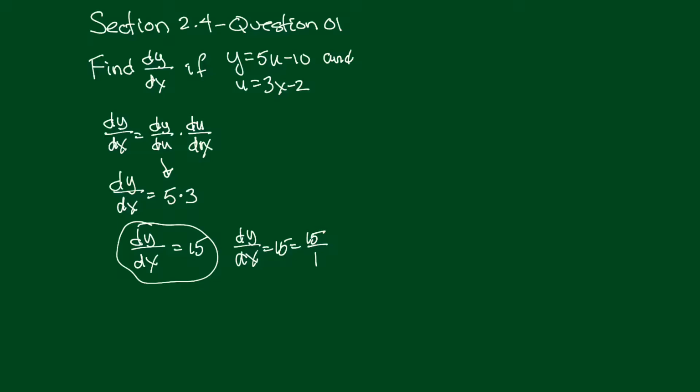So if we increase x by 1, y is likely to go up by 15. Let's just check that out. Come back up here. All right, what if we increase x by 1? If we change x by 1 unit, let's see what we have here. Change x by 1, that implies by the derivative du/dx, u will increase by 3. So that means u increases by 3.